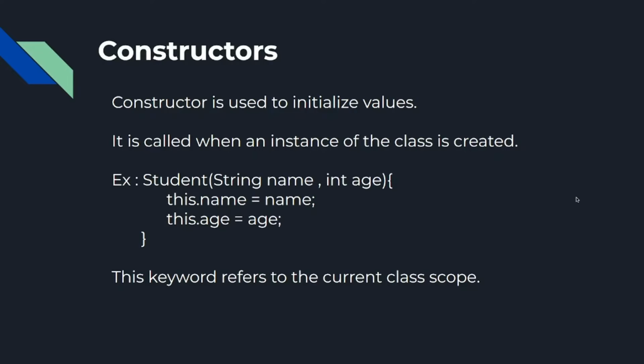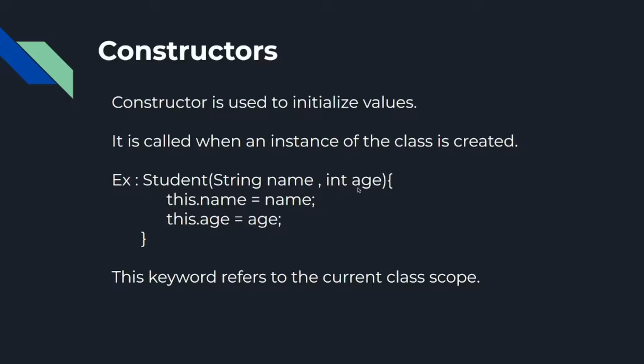Constructors. A constructor is used to initialize values. It is called when an instance of a class is created. Here we have created a constructor called Student. It takes two parameters, name and age, and initializes the received values to the name and age of the current class. The this keyword refers to the current class scope. That is, it represents the current class that is being used.